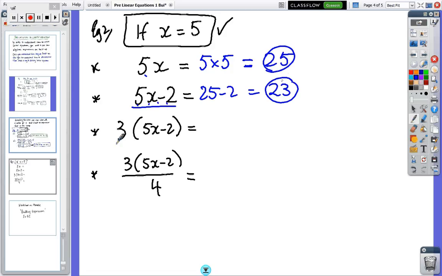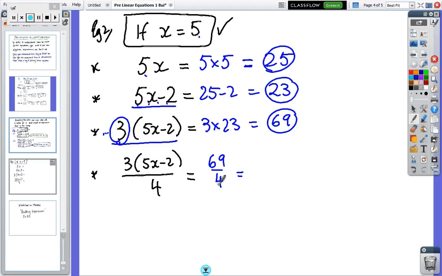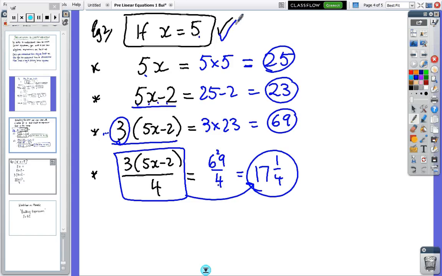Next one says, take this answer and multiply by 3. So 3 times 23 equals 69. So 3 bracket 5x minus 2 equals 69 is the same as x equals 5. And finally, the last one is take this answer and divide by 4. So 69 over 4. 4 into 6 goes once, 2 left over. 4 into 29, 4 7s are 28. So that expression there, 3 bracket 5x minus 2 over 4 equals 17 and 1/4 is the same as x equals 5.